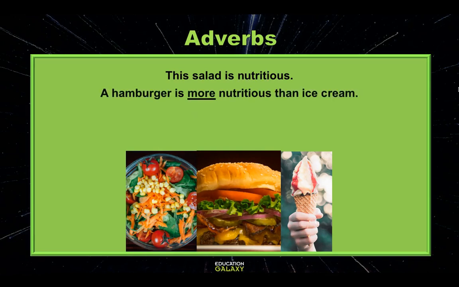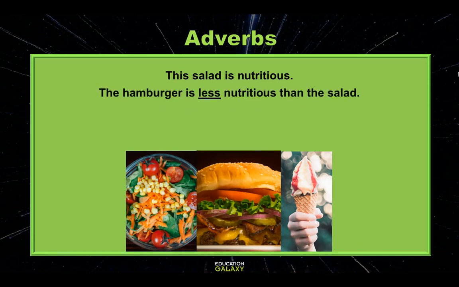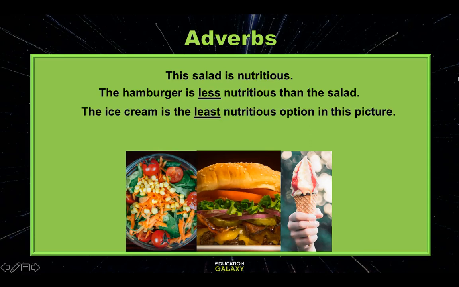For example, a hamburger is more nutritious than ice cream. In this case, more is an adverb, but nutritious is still an adjective. Another example would be, the salad is the most nutritious option in this picture. You can also do this the other way around. The hamburger is less nutritious than the salad. The ice cream is the least nutritious option in this picture.